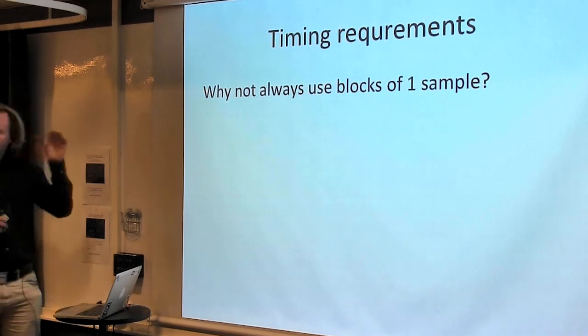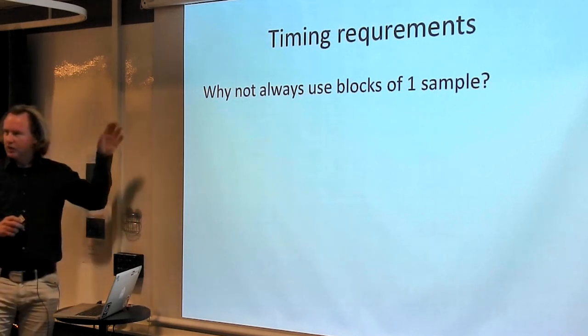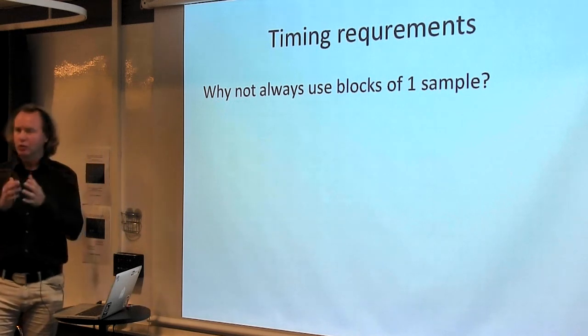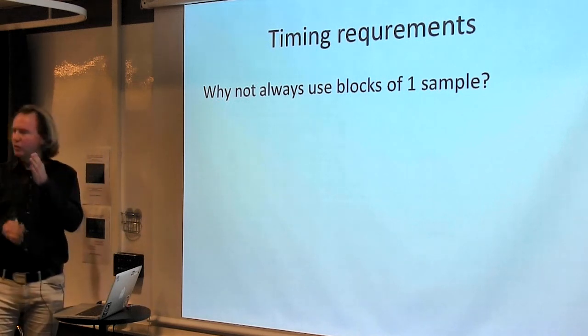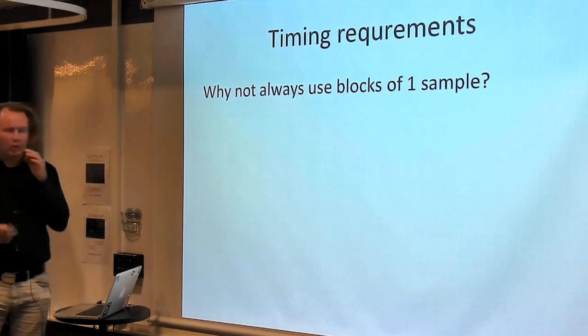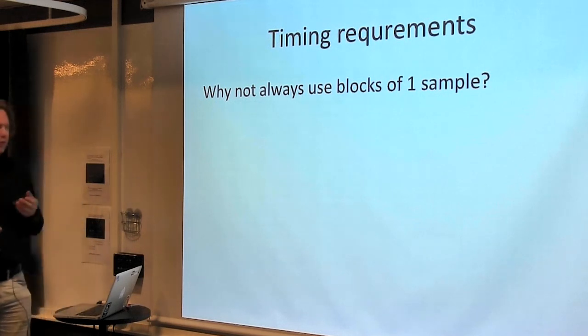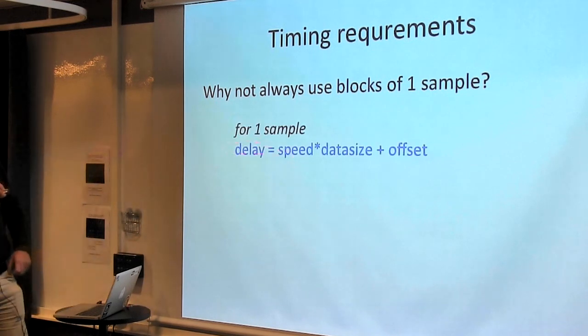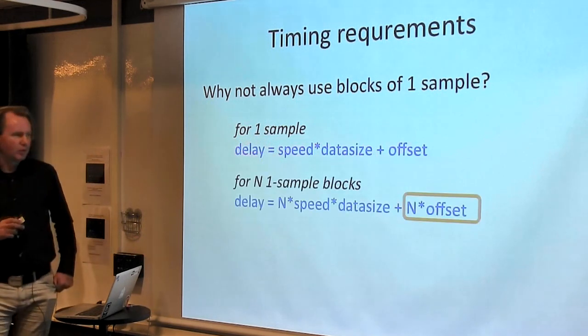Okay, so a question that I often get asked is, if we want to make the system faster, why would we work with block sizes? Why do we not always process data one sample at a time? And why do amplifiers not process data in one sample, and network interfaces, etc.? So if we consider this formula again, we have the delay, which is a speed times the data size plus some offset. That's for one sample.